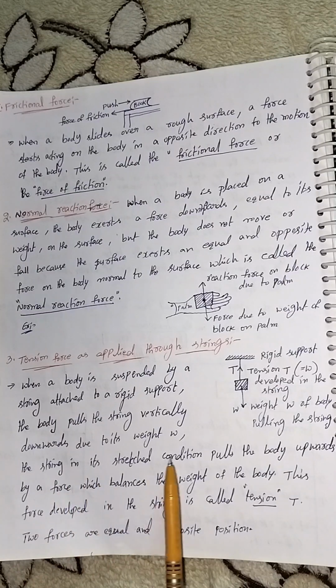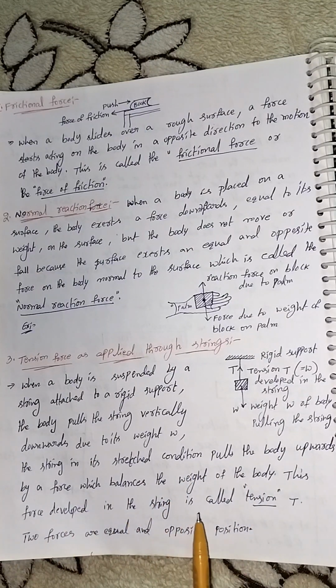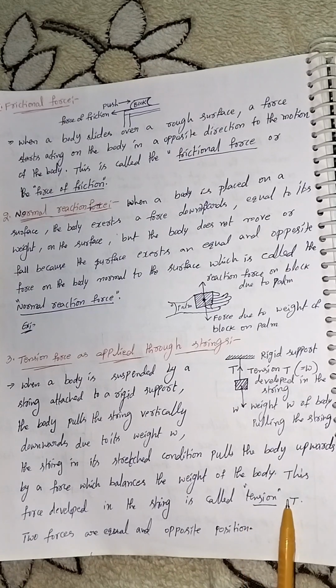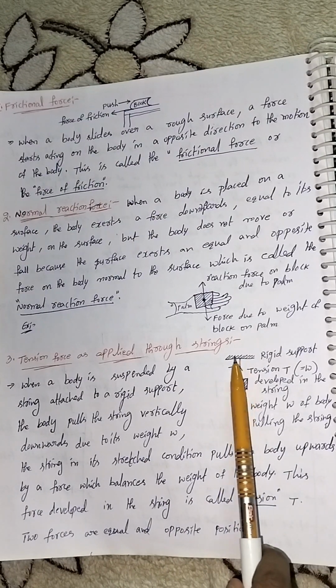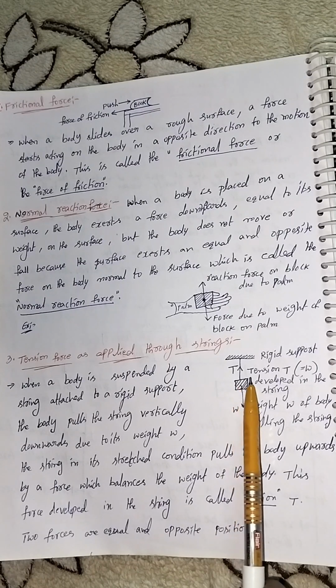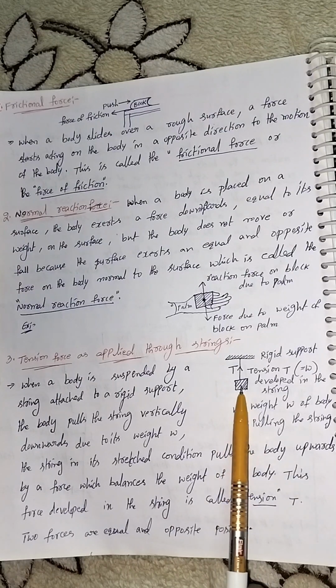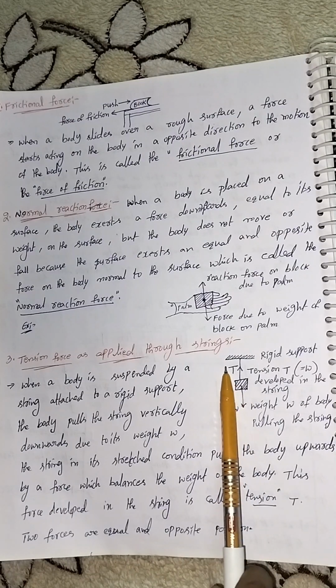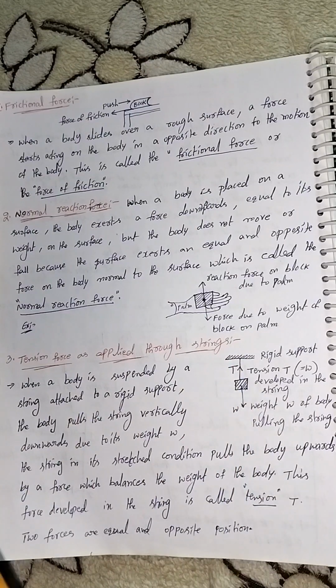So the string in its stretched condition pulls the body upwards by a force which balances the weight of the body. The force developed in the string is called tension. The letter is T. T means tension. So the two forces are equal and in opposite directions. The body is suspended by a string attached to the rigid support. The weight W of the body is pulling downwards, and the tension force is equal and in the opposite direction, upwards.